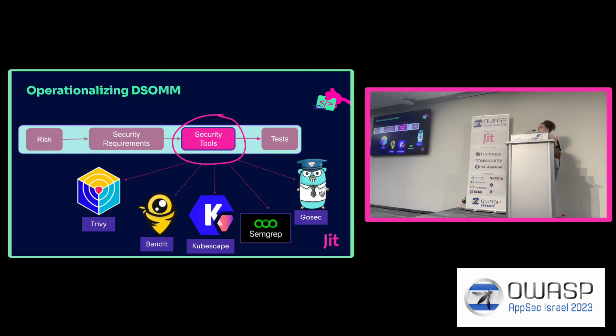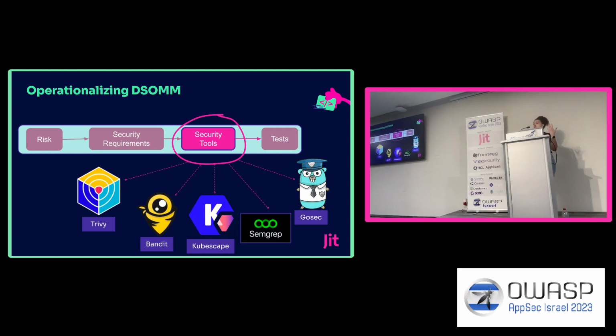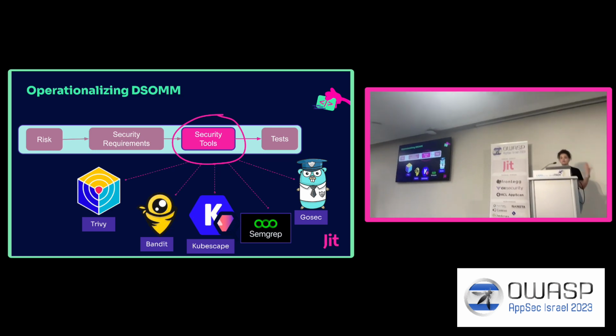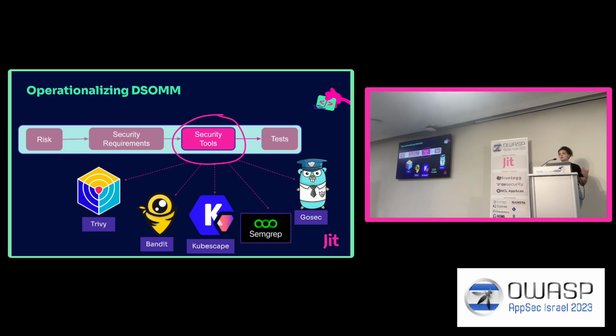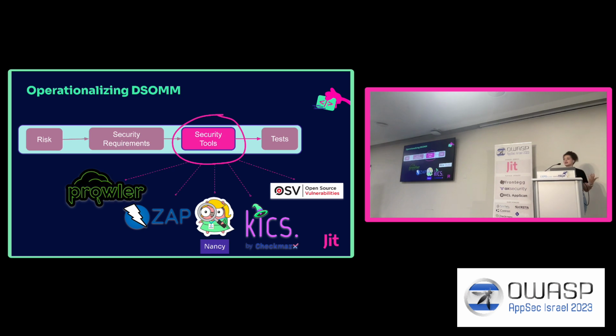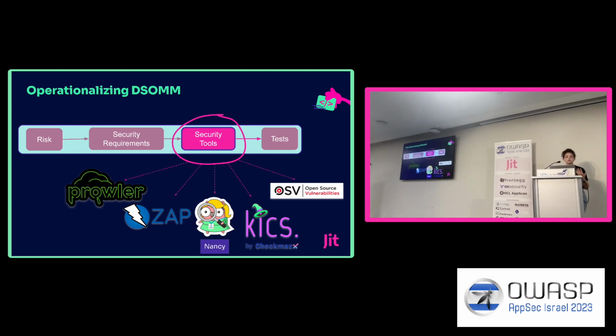I just want to share with you some of the tools that we chose to automate. Not going to explain each and every one of them, but just want to share with you the tools we're automating. So we have Trivy, we have Bandit, we have Kubescape, Semgrep, GoSec. Then we have Crawler, ZAP, Nancy, Gitleaks, OSV Scanner. Just an overview of what we like and what we're using right now.